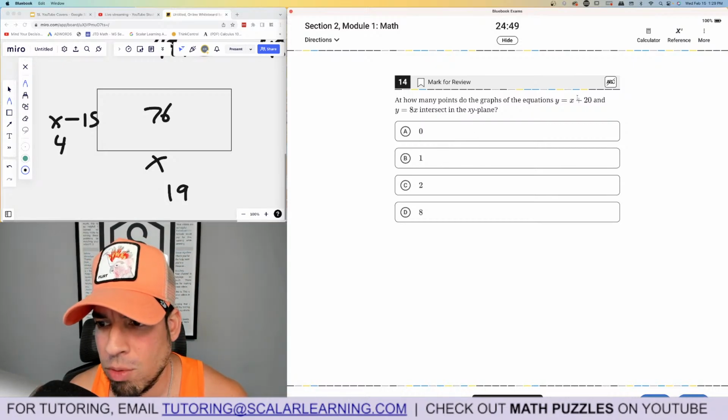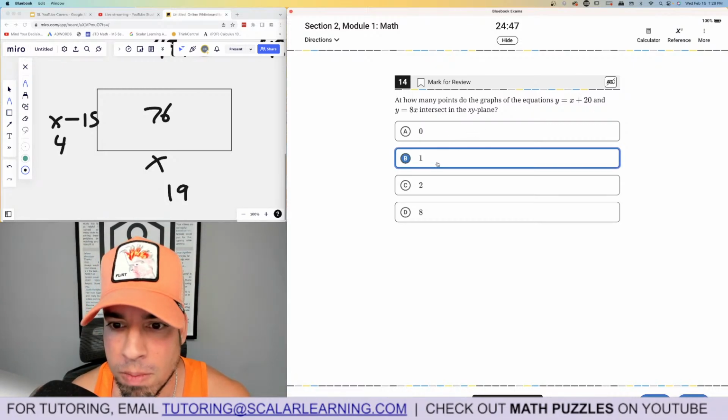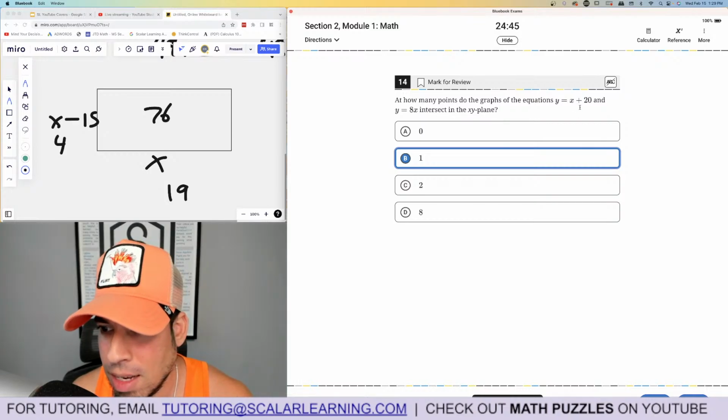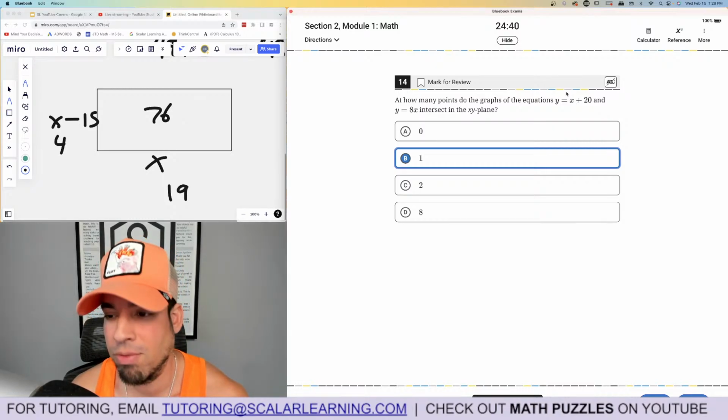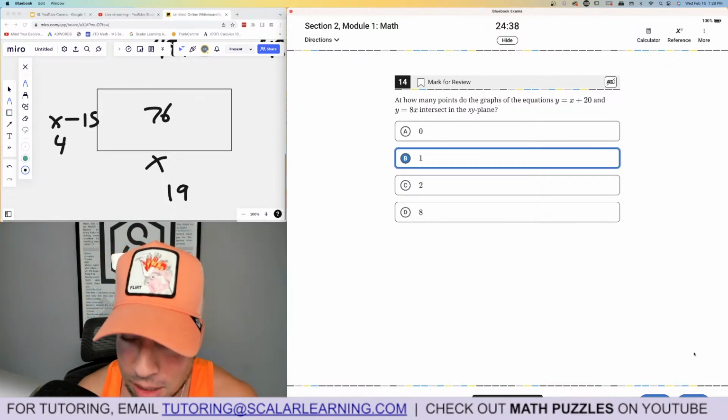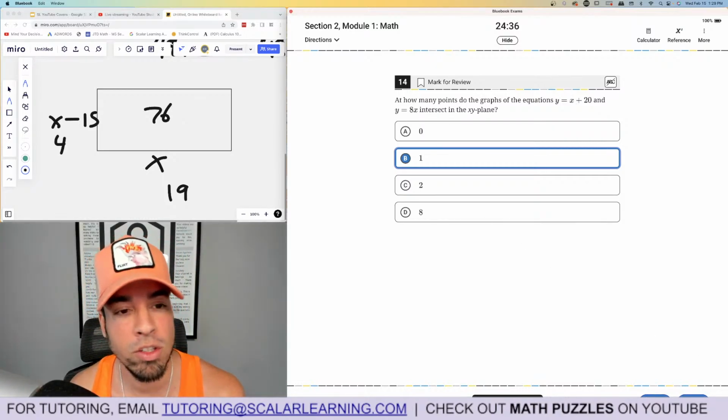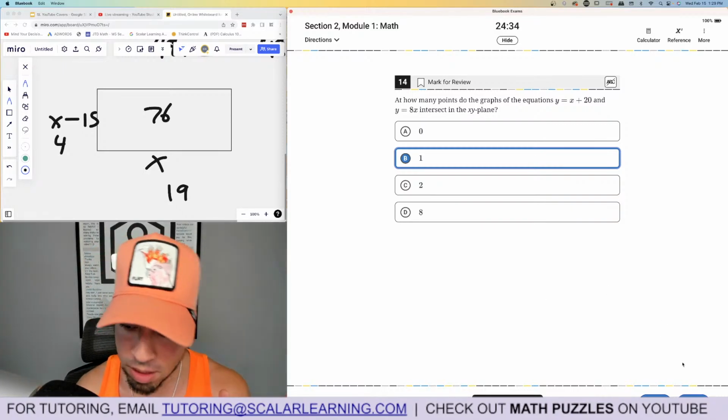Okay, how many points does the graph of the two equations intersect? 1. I know that because they have different slopes, so they're not parallel. Otherwise, it'd be 0. And they're not the same lines. They're different. So it's just 1 time. Lines either intersect 0 times, 1 time, or infinite times. Never 2.